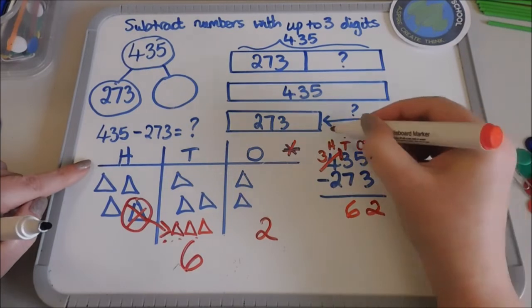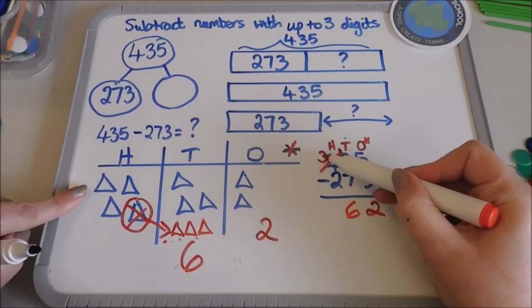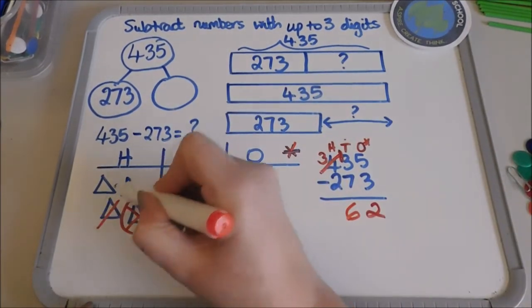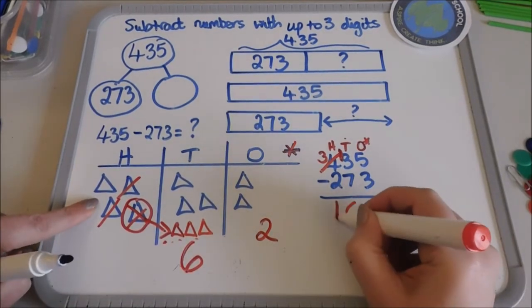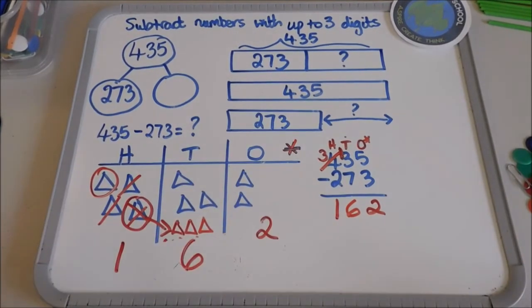And now I go to my hundreds column and I am subtracting 2. So 3, take away 2, cross out those 2, and that leaves me with 1. So I have 1 remaining. So my answer is 162.